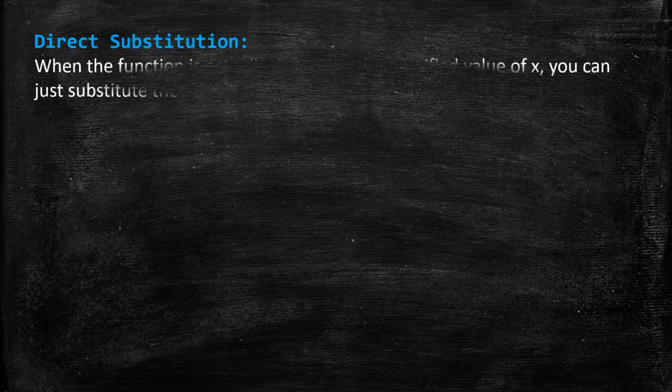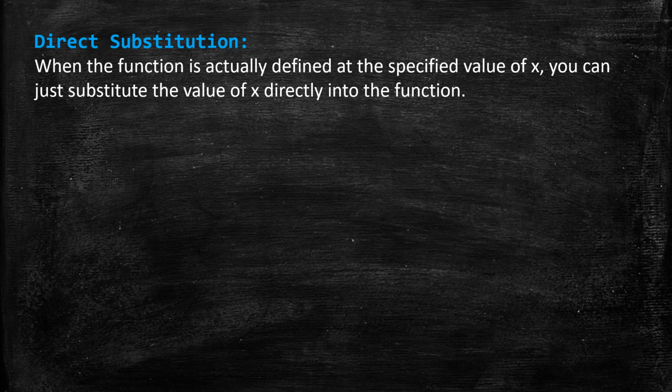So the first method in terms of solving limits algebraically is always try direct substitution. If you can actually plug the value of x into the function and not get an error, then go right ahead. That means that the function is continuous right there. So let's take some examples.